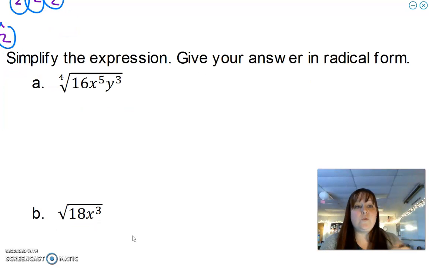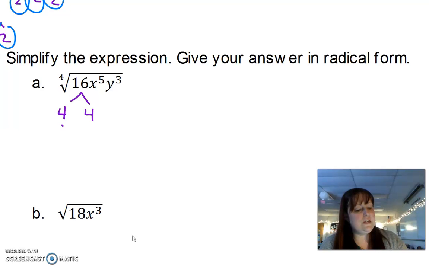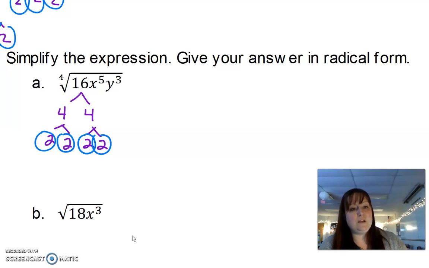So we're looking for the 4th root of 16x to the 5th, y to the 3rd. So the easiest way to do this is to write them all as fractional exponents. And the first thing I'm going to do is find the prime factorization of 16, because then we can write it all really nice and pretty. So the prime factorization of 16 is 2 times 2 times 2 times 2, right? Because 16 is 4 times 4.